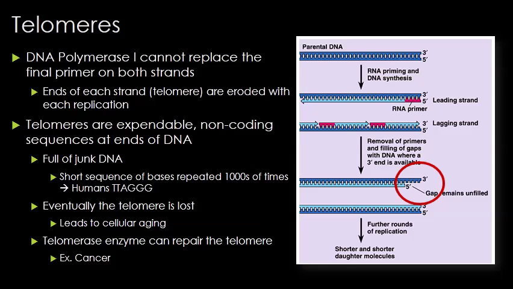So what we see is that the telomeres turn out to be expendable DNA, lots of junk. For humans, it's TTA, GGG over and over and over again. Eventually, after enough copying, the telomeres will be lost, and that leads to cellular aging. Now, there are certain enzymes that can fix this, but the only times we really see that in humans are in cancer, and that is what leads to the functional immortality of cancer cells, because they're constantly able to repair their telomeres.